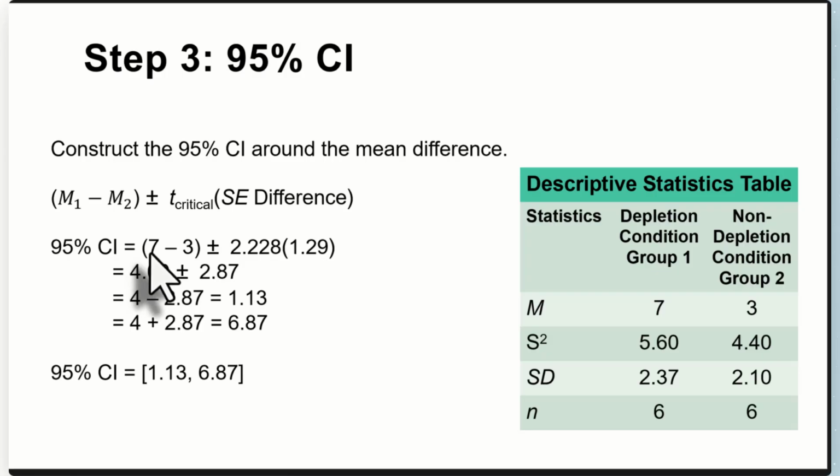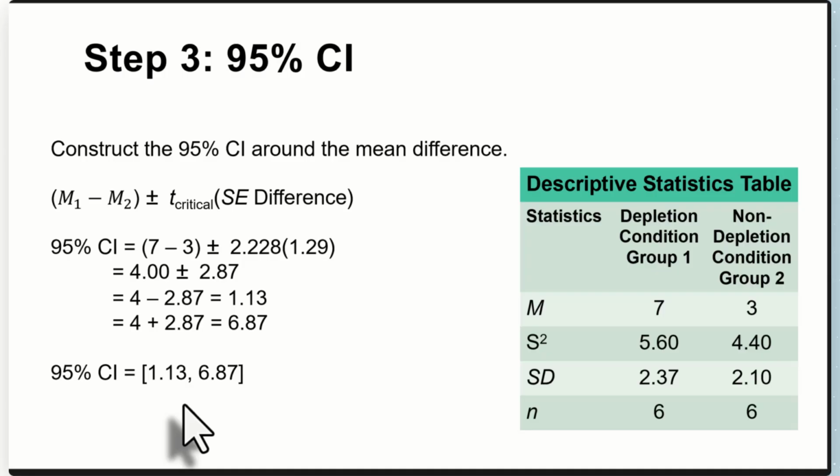So our mean difference here is 7 minus 3, so those are our means, plus or minus the t critical, which we just found based on our degrees of freedom total of 10, times our standard error difference, which we just computed, which is 1.29. So our mean difference, 7 minus 3, is 4, and then we multiply our t critical times our standard error difference, which gives us 2.87. So then when we take 4 minus 2.87, this gives us our lower bound estimate of 1.13, and then 4 plus 2.87 gives us our upper bound estimate of 6.87.